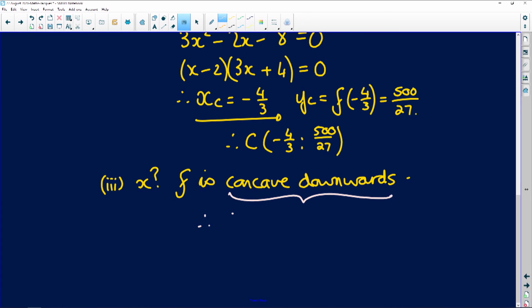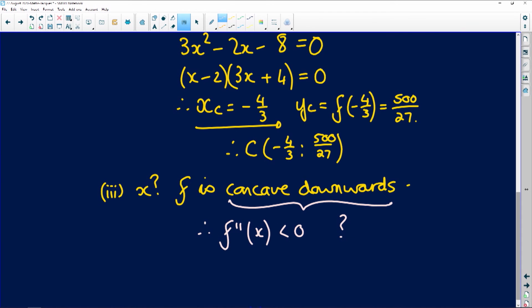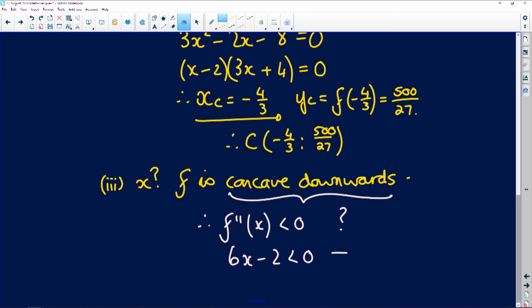So we just need to find out where the second derivative is negative, for which value of x. Now we've already got the first derivative, it's over there. So this is where 6x minus 2 is indeed a negative number. And what is that x value? 6x is less than 2, so therefore x is smaller than a third. So on this graph, if x is smaller than a third, it is concave downwards. N for downwards, okay? Negative second derivative.